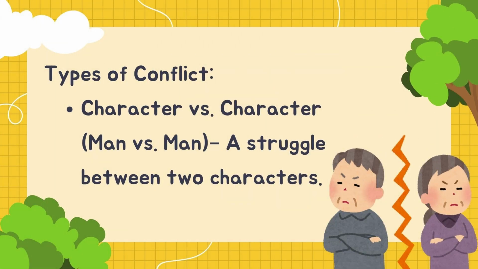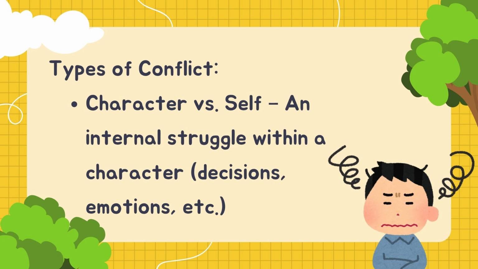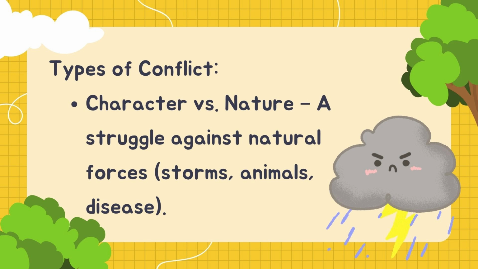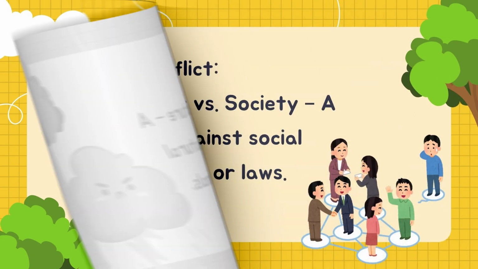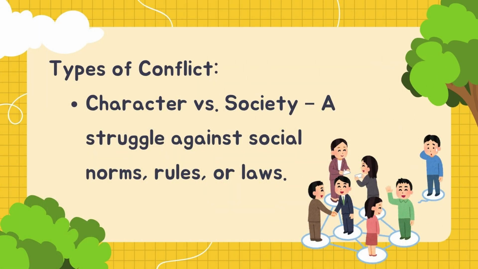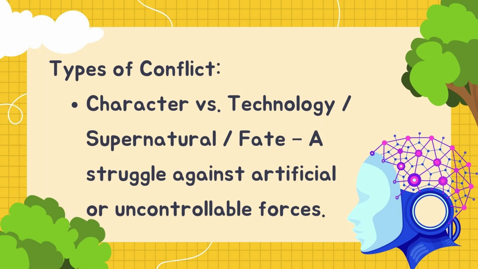Here are the types of conflict. Character versus character. A struggle between two characters. Character versus self, an internal struggle within a character, decisions, emotions, etc. Character versus nature, a struggle against natural forces, storms, animals, disease. Character versus society, a struggle against social norms, rules, or laws. Character versus technology or supernatural or fate, a struggle against artificial or uncontrollable forces.